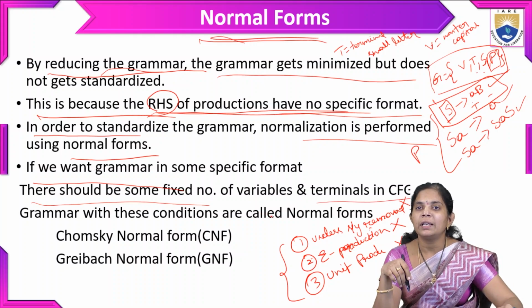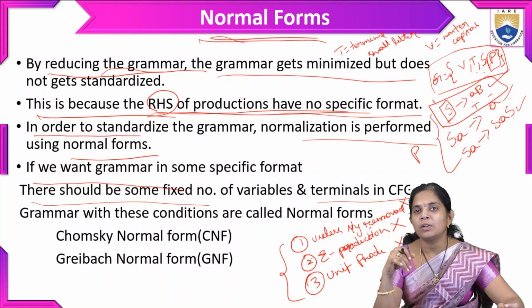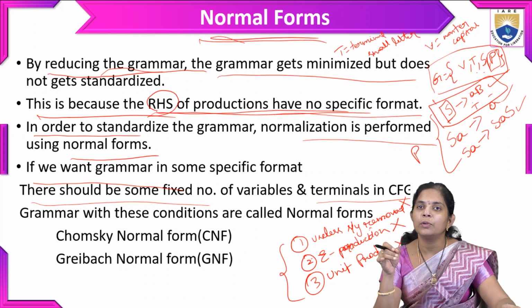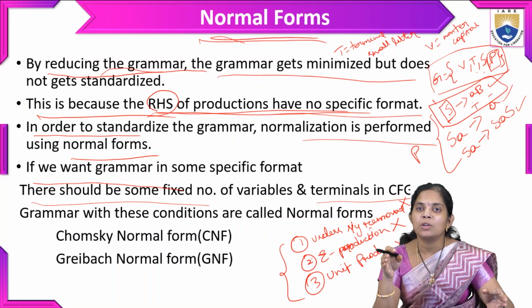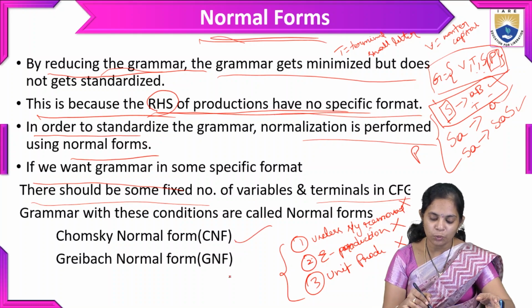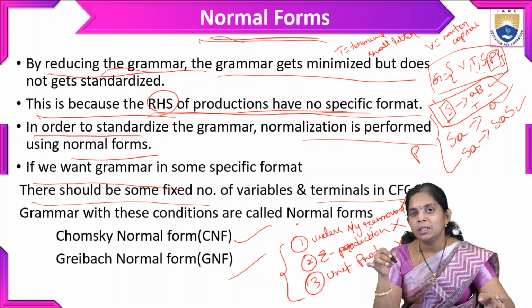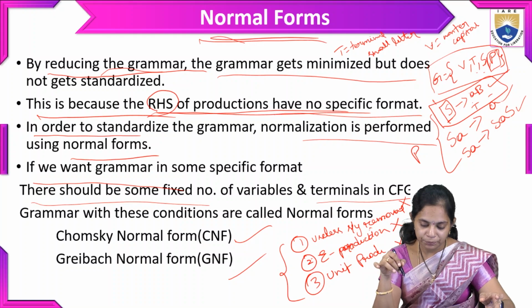To maintain the standards, we require the normal forms. So how will we design these normal forms? We are going to divide the values so that a certain number of values should be on the left-hand side, and it is also a combination of terminals or non-terminals. Like that, we need to maintain some constraints in the normal forms. Here we have two types of normal forms: one is Chomsky normal form and the second one is Greibach normal form.